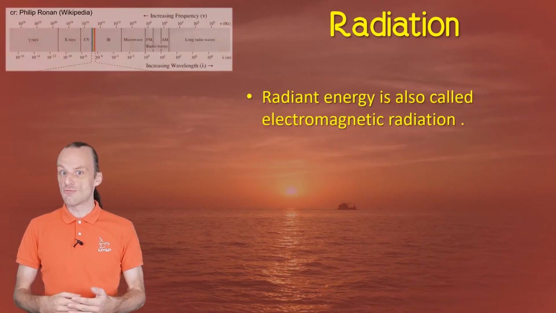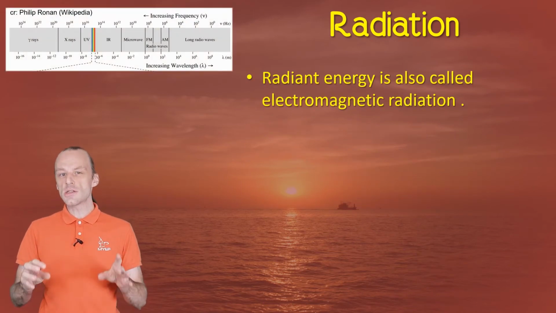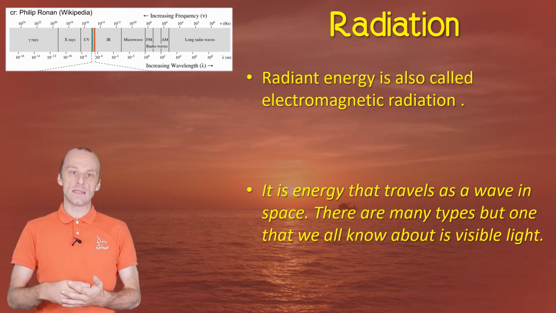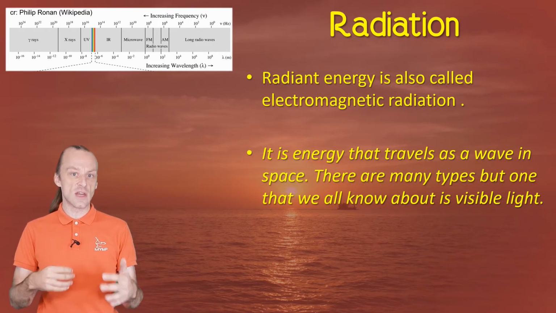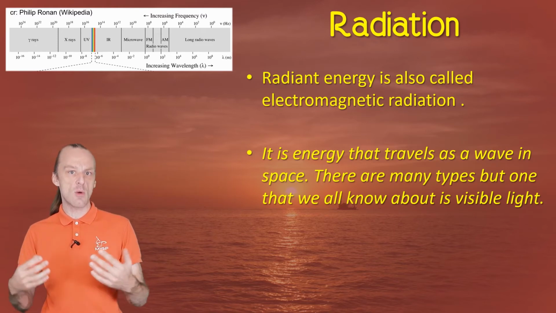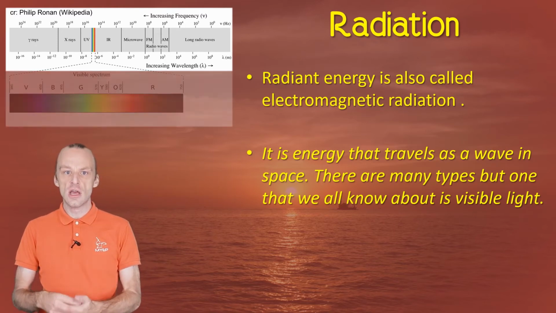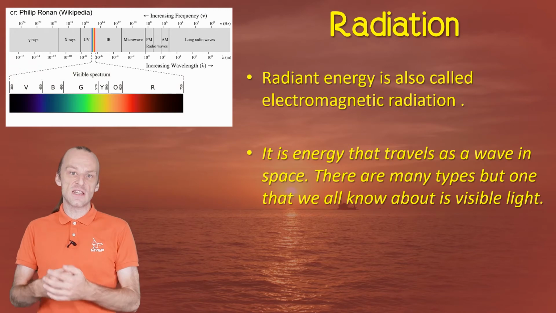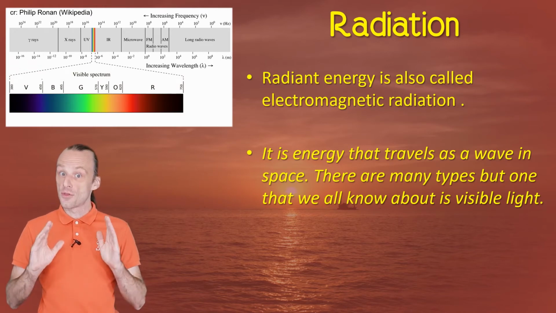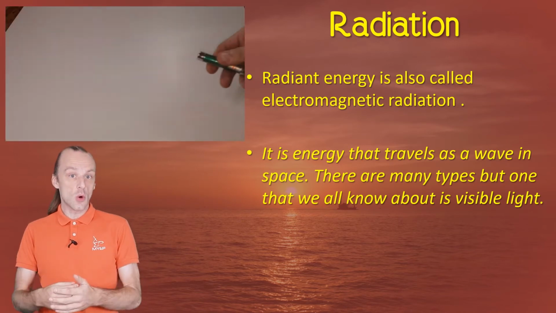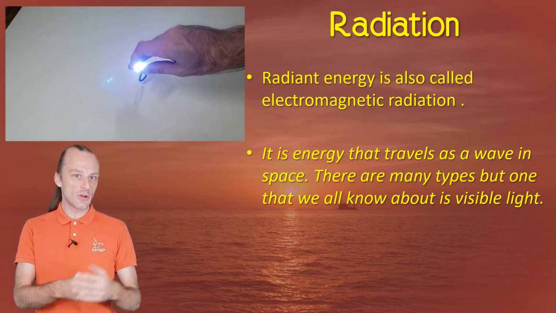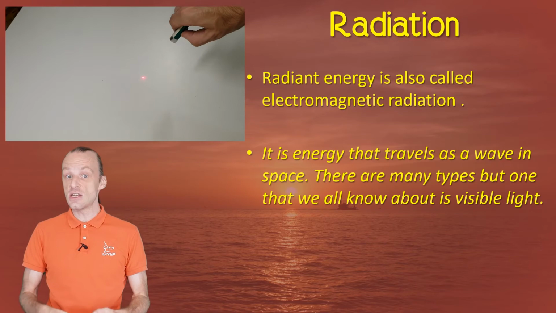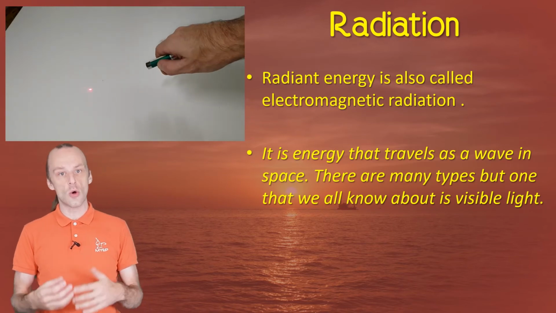Radiant energy is also called electromagnetic radiation. It is energy that travels as a wave in space. There are many types of radiation, from radio waves and Wi-Fi all the way up to high-energy nuclear radiation. But one that we all know about is visible light, which can travel through space. This torch takes chemical energy from its battery, turns it into electrical energy, which is then turned into light energy in the torch or the laser pointer.